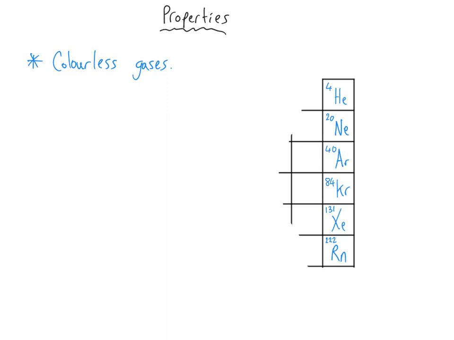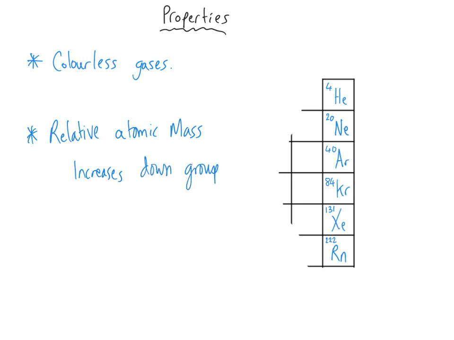Now, a little bit of a more specific property, and you need to know this for all of the different groups, but the pattern is the same for all of the different groups, but the relative atomic mass increases as we go down the group. And that makes sense for all the same reasons as the other groups.